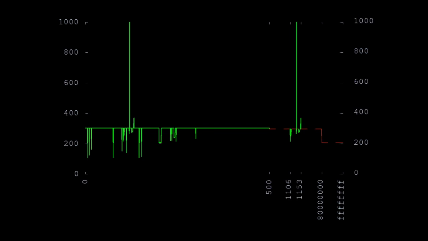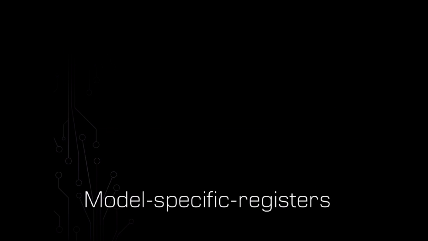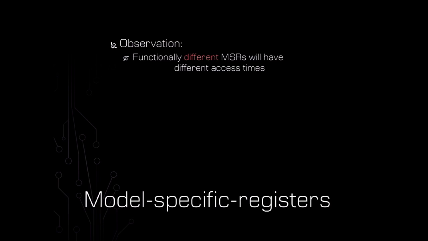So this gives some really, really interesting insights into the processor that would normally be totally off limits to us. We can actually sort of peer into the microcode and understand what's happening with these various MSRs using this timing side channel. So I want to throw out an observation here, namely that functionally different MSRs should have different access times.